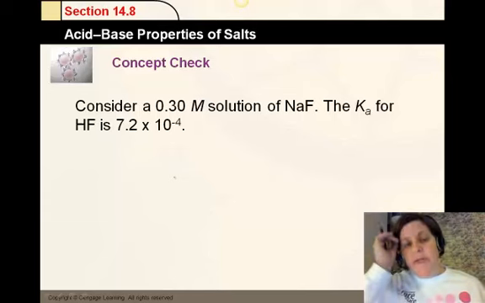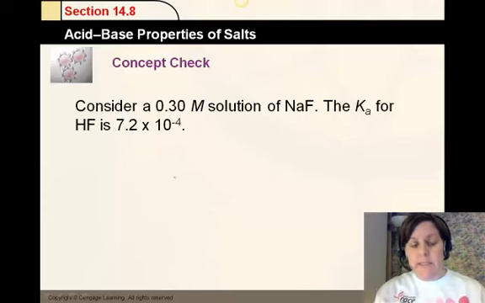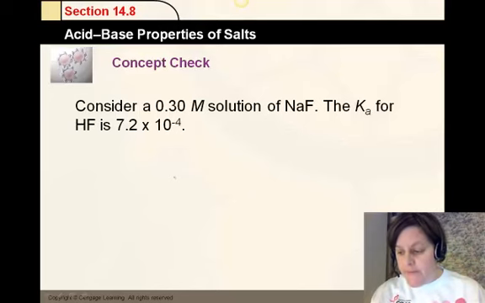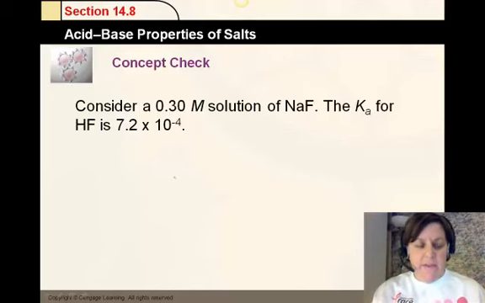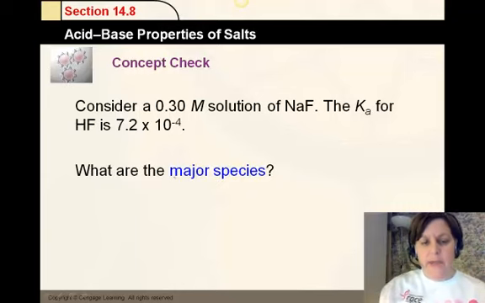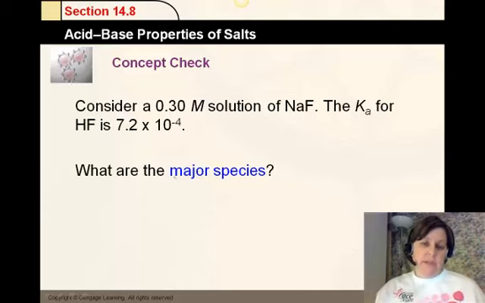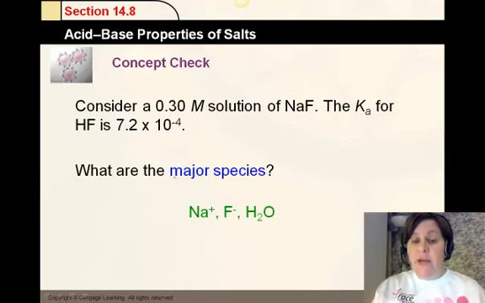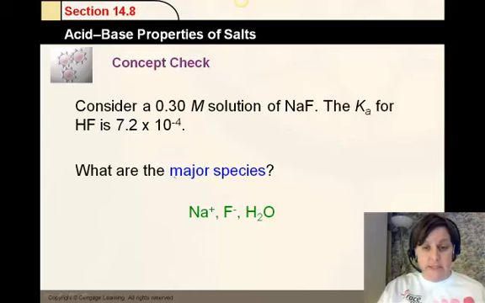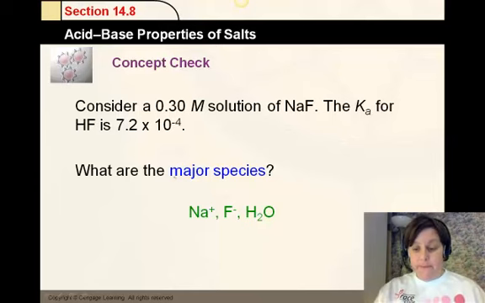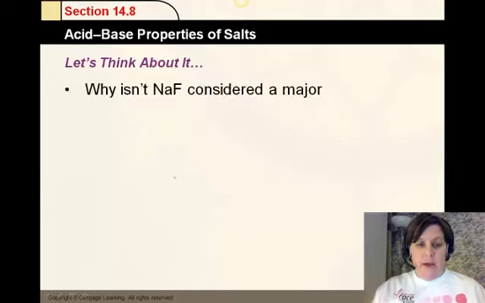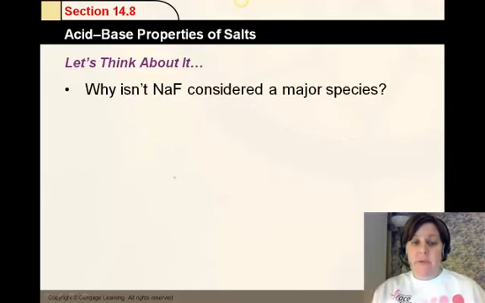So let's look at a question that's maybe a little bit different than this. Consider a 0.3 molar solution of NaF. The Ka for HF is 7.2 times 10 to the negative 4. What are the major species? In other words, what are the things that are going to be the major contributors to pH? Well, remember, salts ionize. So we have Na positive, F negative, and water. And we're going to think about, why isn't NaF considered a major species? Well, remember, if it breaks apart into ions, then it's not a major species. So that's why it's not here.